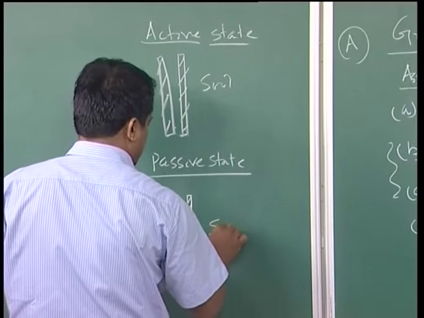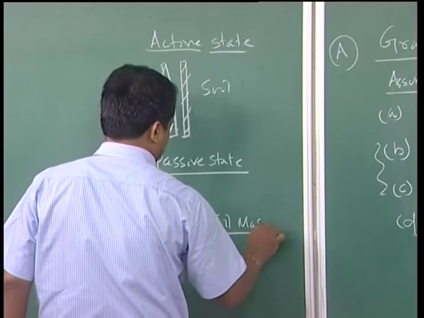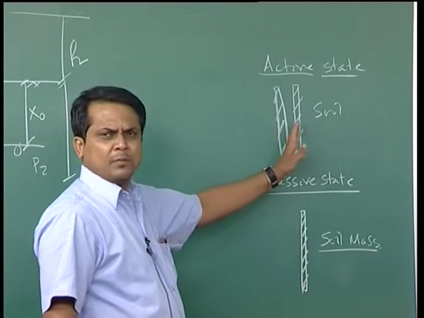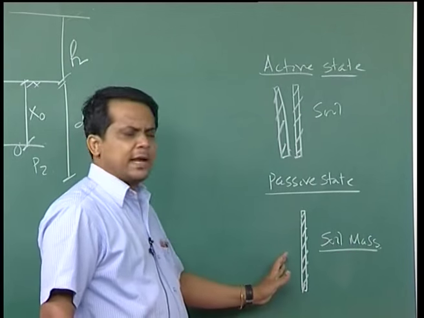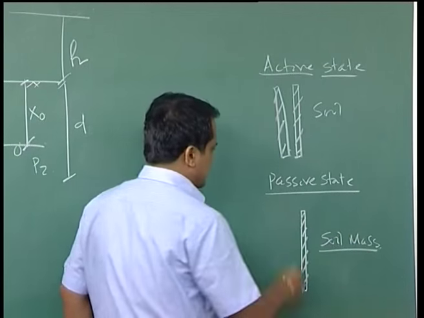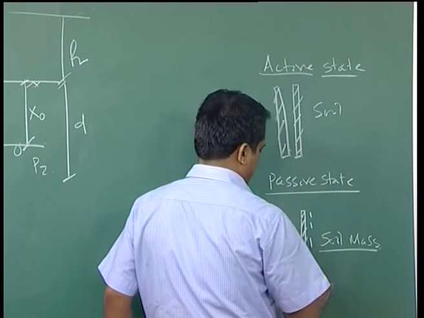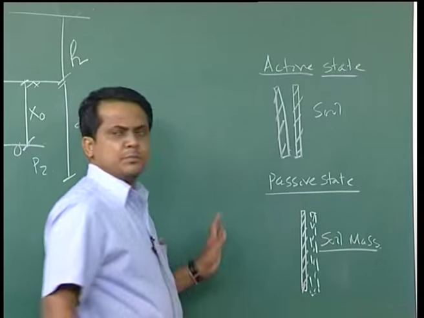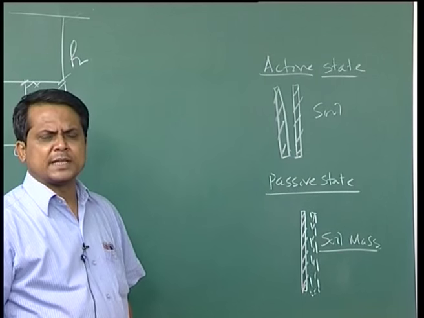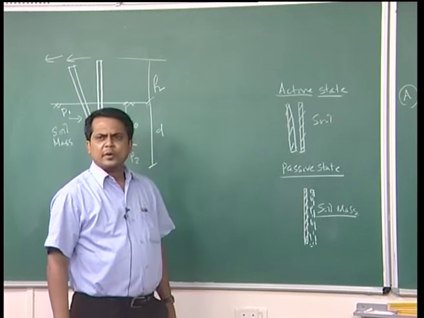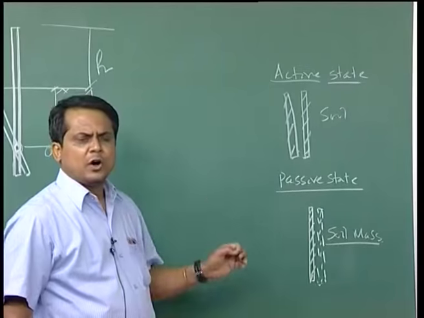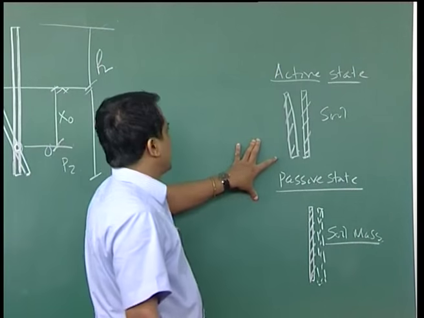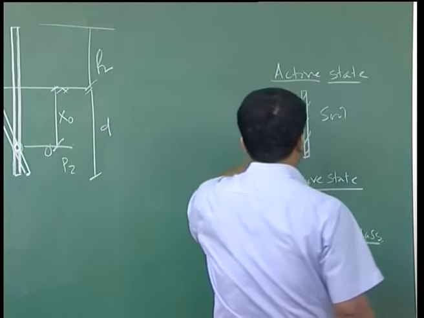Similarly, in the case of the passive state, if this is the wall and this is the soil mass, and the wall is moving toward the soil mass, the pressure generated by the soil is in the passive state, or passive earth pressure. These are the two basic things we are going to apply. This is your soil mechanics for active state and passive state.